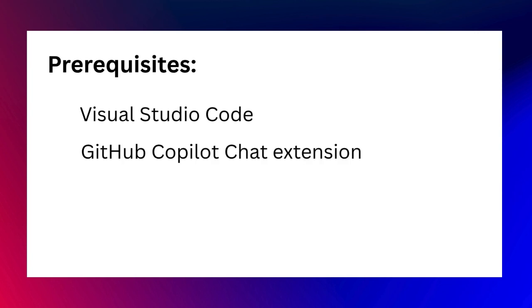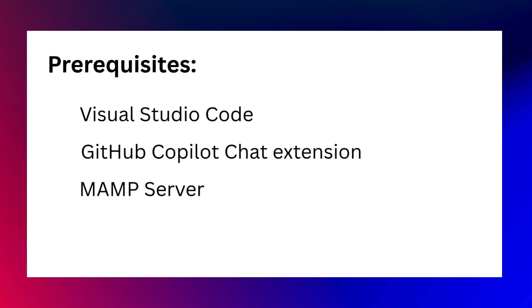Before we dive into the setup, let's make sure your machine is ready. Here's what you'll need. First, download and install the latest version of Visual Studio Code. This will be our coding environment. You can grab it from code.visualstudio.com. Next, if you don't already have the GitHub Copilot chat extension installed in VS Code, open the Extensions panel, search for it, and click Install. This tool is essential for using agent mode with MCP.